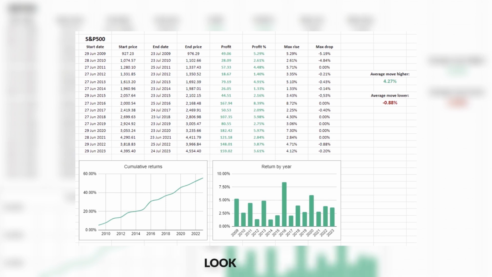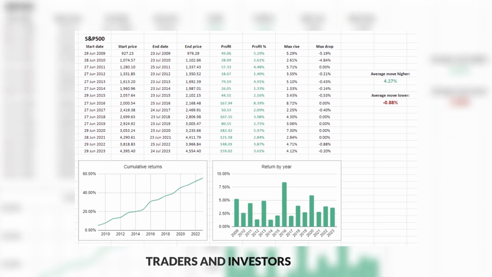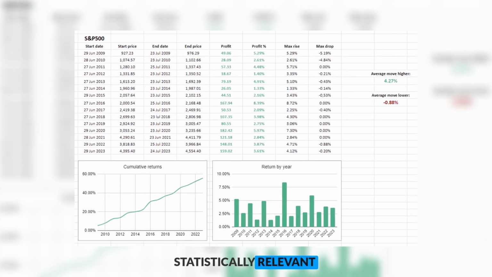Because, come on, look at this. The S&P 500 for the past 15 years has been consistently up every single year between June 27 and July 24. Now, is it just a coincidence? Could be, of course, but it doesn't matter. The pattern is there. Traders and investors know it. We know it. And so it's something that the market cares about. It's something statistically relevant that you can use to your advantage.